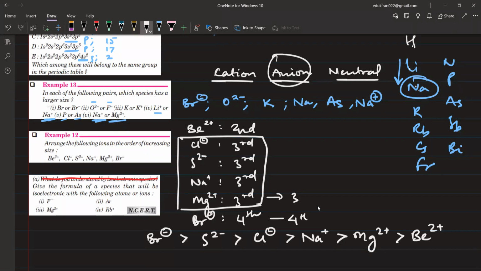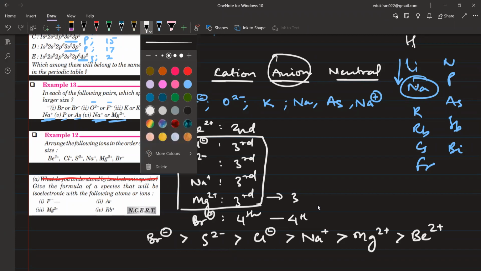Please write this down. Also, you can see what they're asking: give a formula of a species that will be isoelectronic with the following atoms or ions. So fluorine negative you can write, or you can also write oxygen 2 negative.